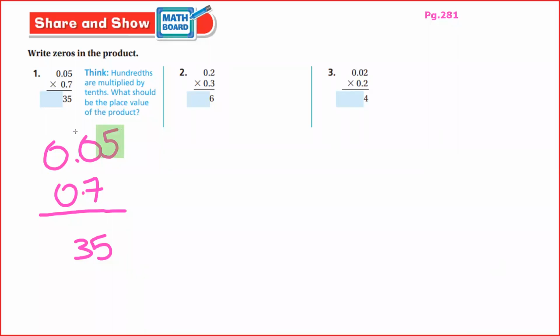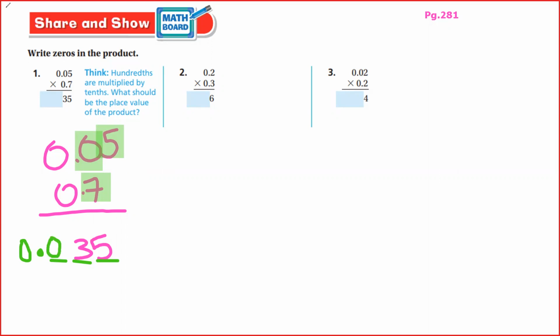1, 2, 3. So let's say that we have 1, 2, 3. Then here you have to put the decimal point. Is it right? Yes. The question is, how many zeros do you have to add to make it correct? 1 zero. Bravo. So you have to add a 0 to make the product correct.